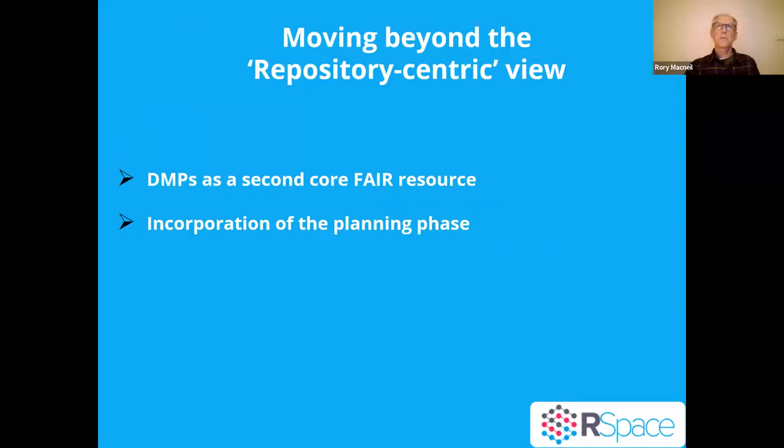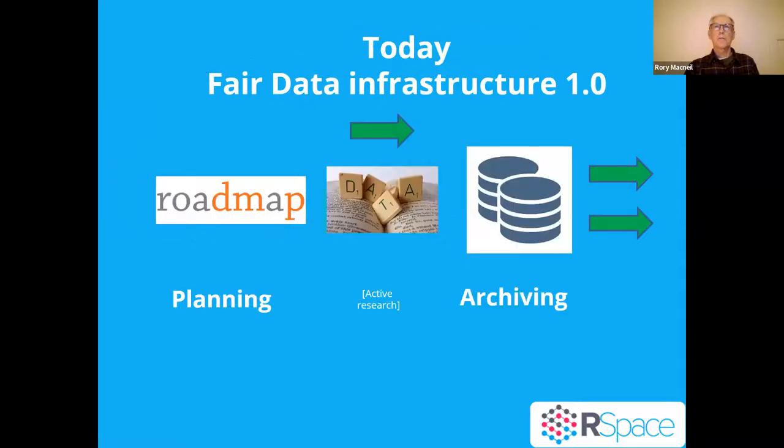The second stage was the beginning of a move beyond a repository centric view. And I think the emergence of DMPs and online DMPs were a core driver of this. As part of this, people began to think of the planning for research as well as the end stage as being part of the process. And so we got what you might call FAIR data infrastructure 1.0, where DMP Roadmap, which, as I'm sure most of you know, underlies DMP Tool as well as DMP Assistant, DMP Online, and others, emerged as a core research data facility, as a core promoter of FAIR data, and also as one of the key tools that this new data stewards research data management community began to focus on. And so planning and archiving came into the picture.